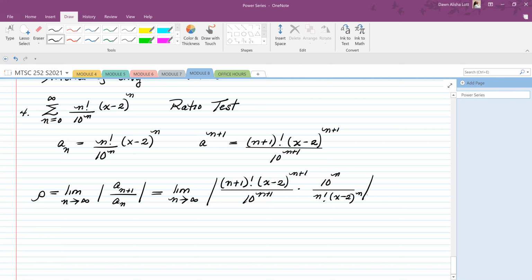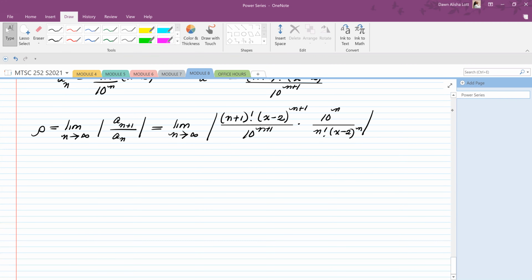Okay. So now I'm going to simplify this and get the limit as n approaches infinity. I'm going to get n plus 1 in the numerator, 10 in the denominator, and x minus 2 in absolute value in the numerator.